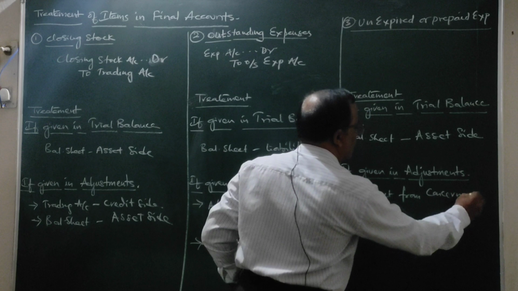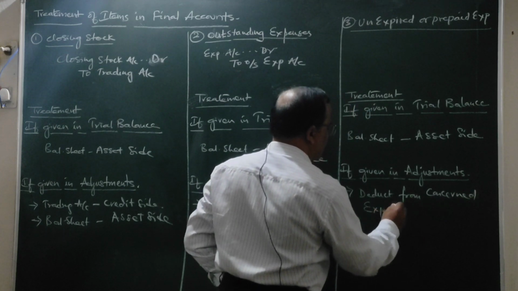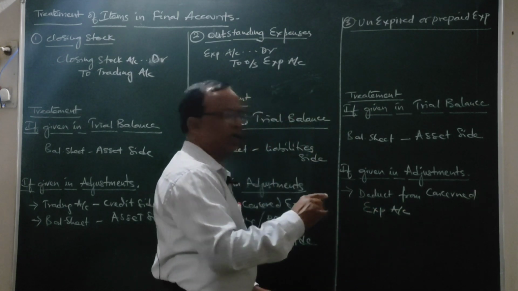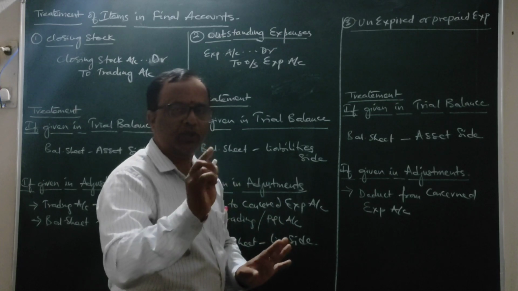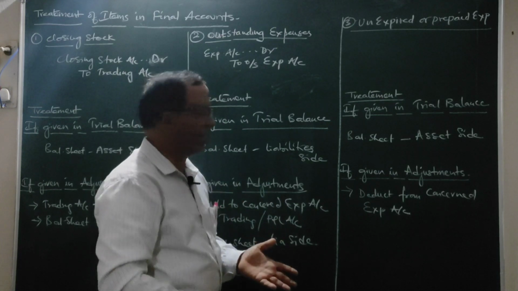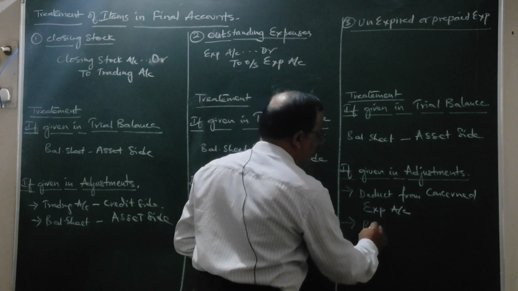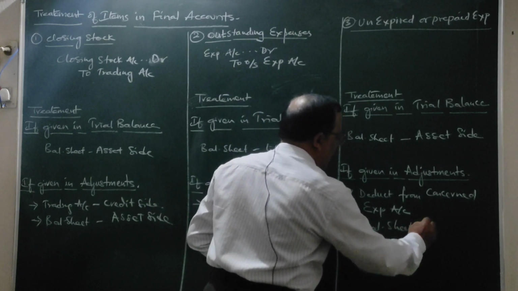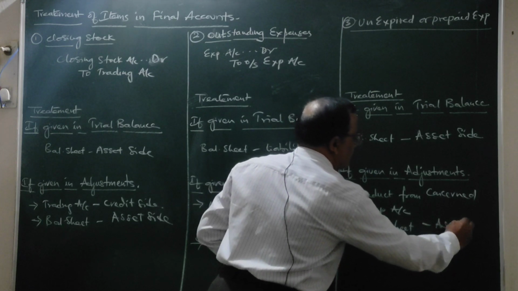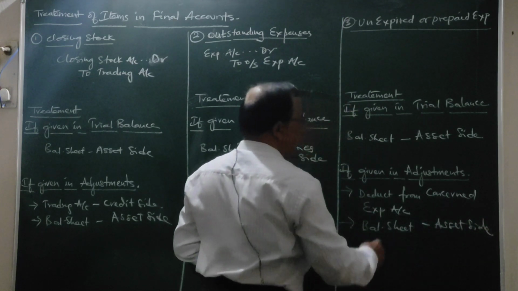the concerned expense account. This expense account might be in the trading account or in the profit and loss account, whichever expense it is, to which that total prepaid expense relates. Second one, balance sheet. You should write it on the asset side. Balance sheet asset side.